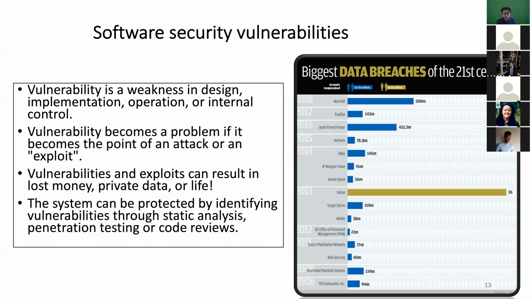So a vulnerability becomes a problem if it becomes a point of an attack or an exploit. If you have a vulnerability in your code and no one exploits it, no one attacks this point, it's fine. But if someone attacks it, there's a problem, right? So a vulnerability basically provides the opportunity for others to attack your system. Vulnerabilities and exploits can result in loss of money, private data, or even life.